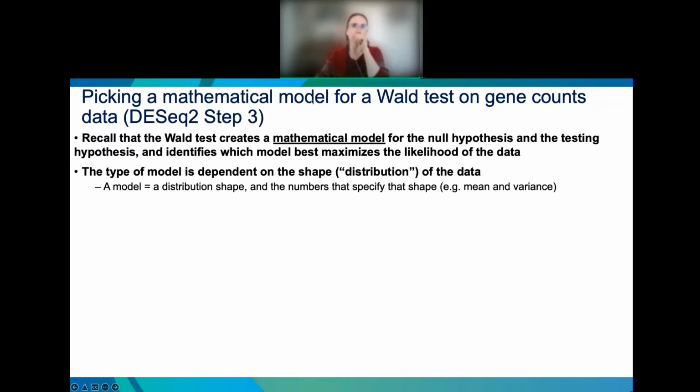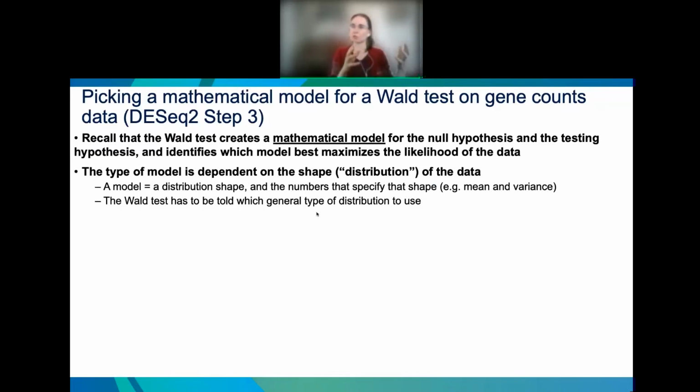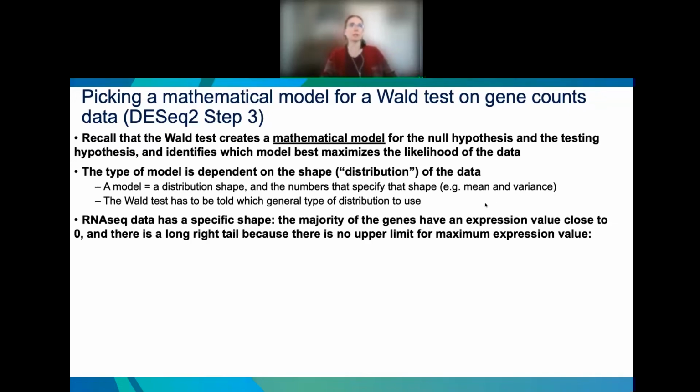So here again, a model is a distribution shape and then the numbers that specify that shape. The distribution shape is general and reusable every time, and the Wald test has to be told which general type of distribution to use, which will be the most accurate for the type of data we're using. But then the numbers that specify that shape, mean and variance, are what's specific to our data set. So RNA sequencing data, as I mentioned, has a specific shape. The majority of the genes have expression values close to 0.